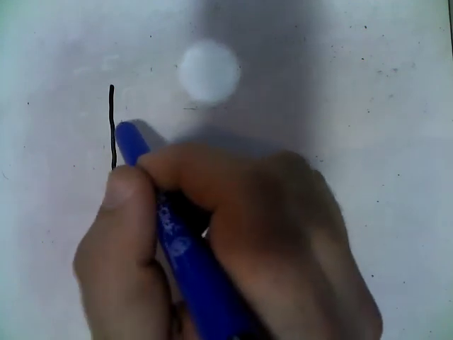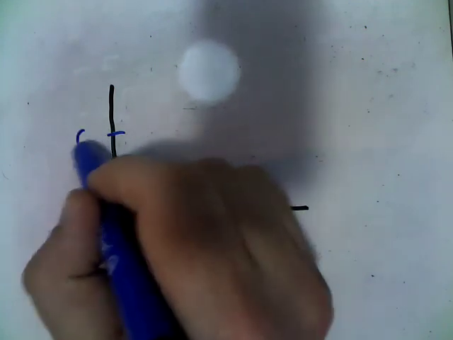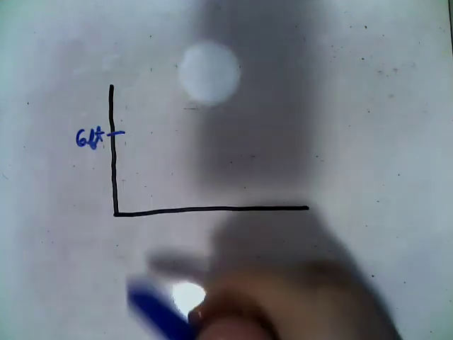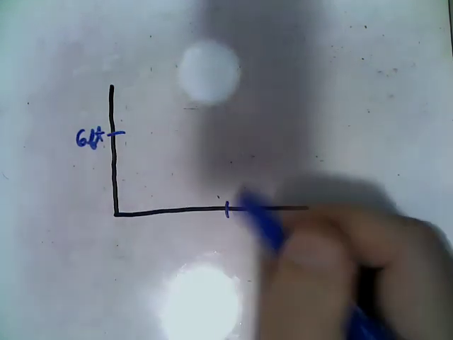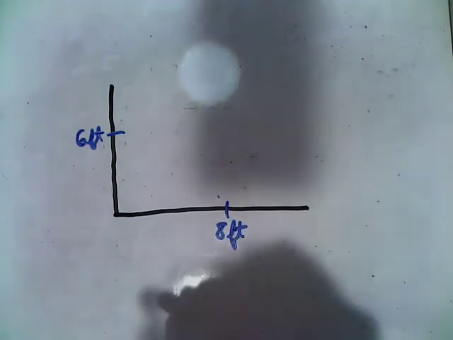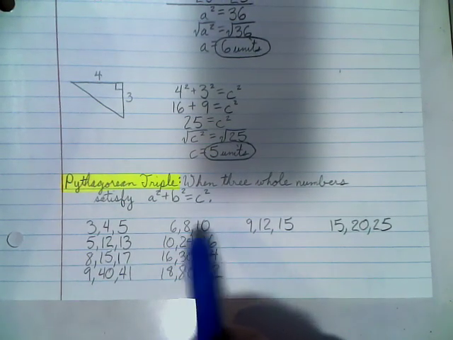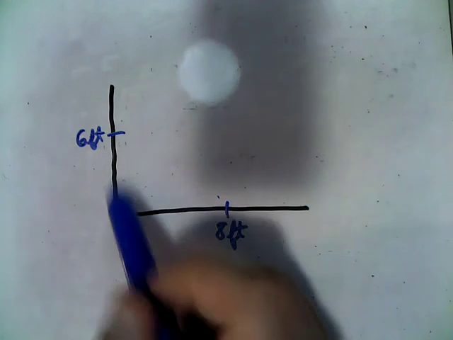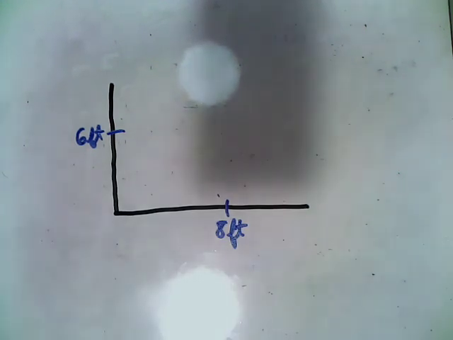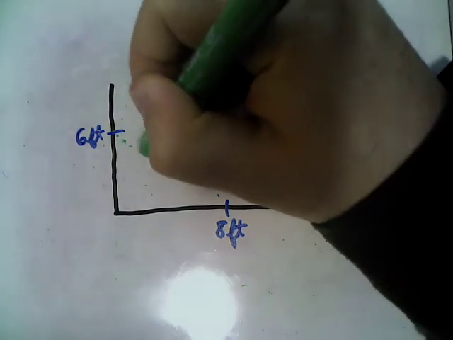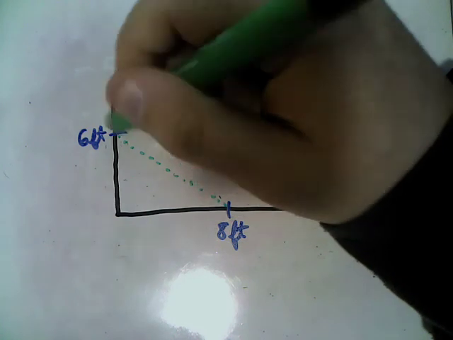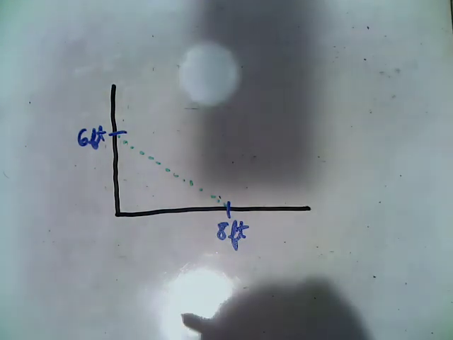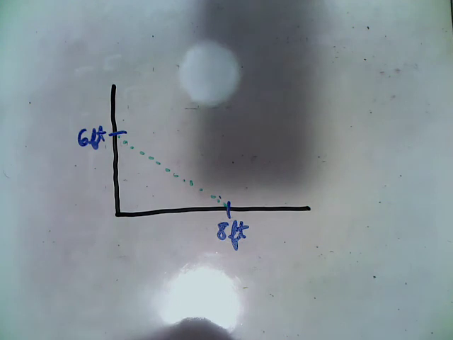So maybe they'll measure, let's say, 6 feet in one direction. But then they'll measure 8 feet in another direction. So what we're trying to use here is we're trying to take advantage of this Pythagorean triple, 6, 8, 10. So if I'm 6 feet in this direction and I'm 8 feet in that direction, then if I measure the distance directly between these two marks, I need that to be 10 feet. If it's 10 feet, it forms a Pythagorean triple and therefore is a right triangle.